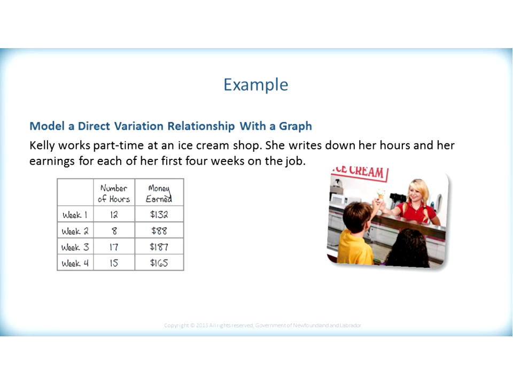So here we have another example. Kelly works part-time at an ice cream shop. She writes down her hours and her earnings for each of her first 4 weeks on the job. In week 1, she worked for 12 hours and she earned $132. In week 2, she worked for 8 hours and she earned $88. In week 3, she worked 17 hours and earned $187. And finally, in week 4, she worked for 15 hours and earned $165.